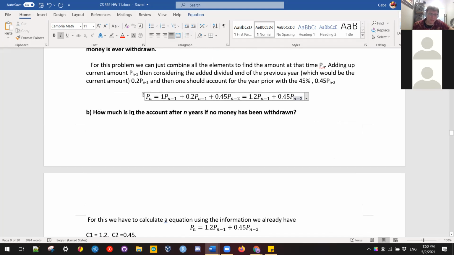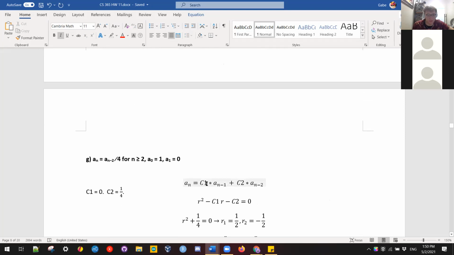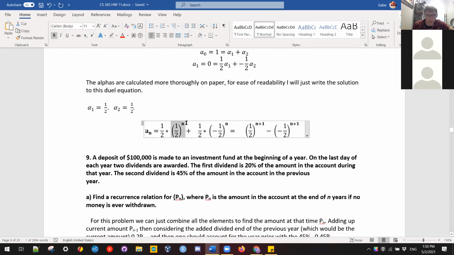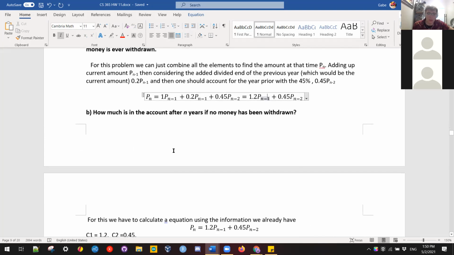But how much is the account after n years if no money has been withdrawn? So for this, we have this equation, and we have these P's, right? But we don't want it to be P's anymore. We want actual numbers that we can just plug in and get an answer for. And that's exactly what this has been teaching us to do. Before, we've had these previous equations, and we've been turning them into things we could just plug n into. This is all what this has been adding up to. We want to turn it into things where we can plug in n for any amount instead of just keep adding onto it. And so we're going to do that.